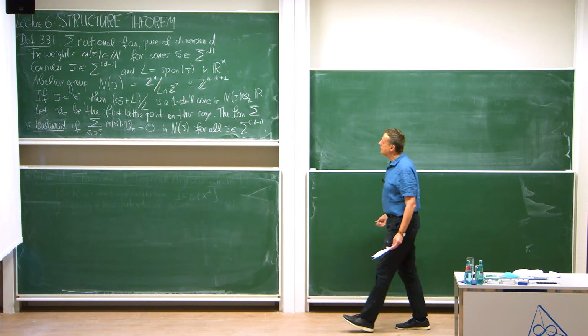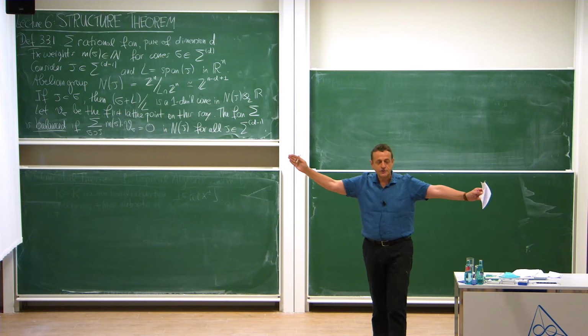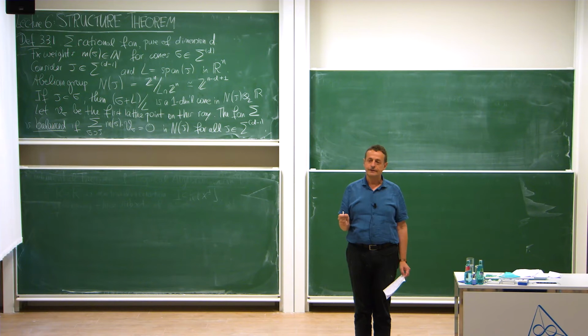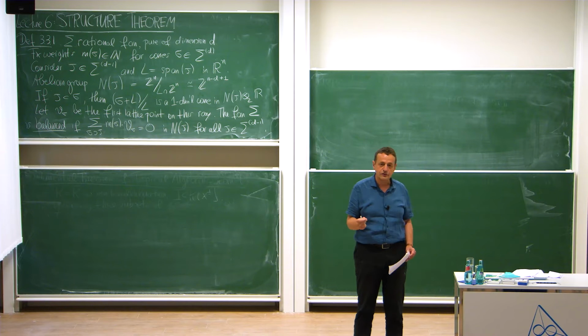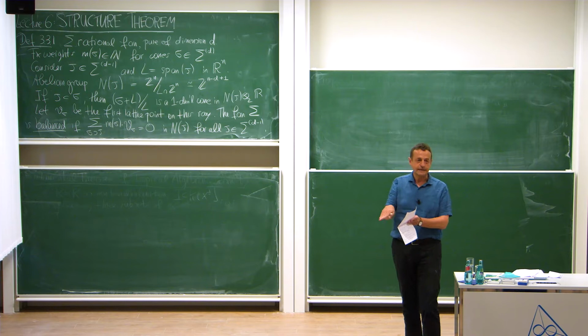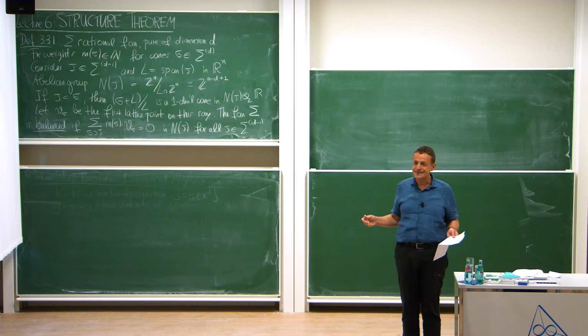So again, I have this eight-dimensional fan in a 20-dimensional space. I look at every seven-dimensional cone, right? Then I fix a seven-dimensional cone. I look at all the eight-dimensional cones containing it. And then the first generators in this lattice direction in the quotient space should add up to zero. That's what it means to be balanced.